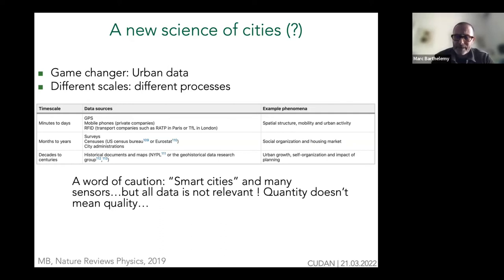And of course, the data ranges widely. For example, if you're interested in mobility, you can follow individuals thanks to their mobile phone, but you also have data over long periods thanks to historical maps. For example, you can follow the evolution of a city and the road network over centuries. So now you can really think about what is going on over 200-300 years. So this is a really interesting time. We have all these different types of data available now.